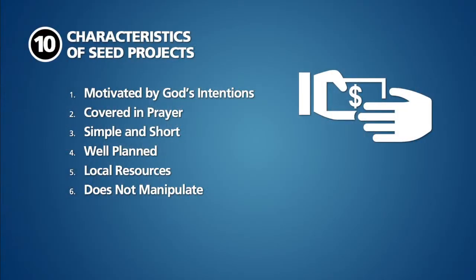The sixth characteristic is that it doesn't manipulate. You're probably asking the question, what do you mean it doesn't manipulate? Do you know what? Christians are great at manipulating. Now, if I told you about what happens in many Islamic communities, you would recognize it, but you don't recognize the very same thing that we do.